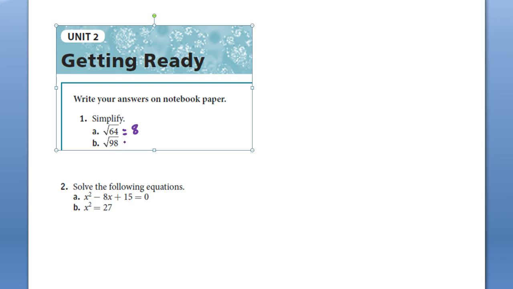Now the square root of 98. 98 is not a perfect square, but it can be factored. So we're going to rewrite the square root of 98 as the square root of 49 times 2. The square root of 49 is 7, and then I'll leave the 2 inside of the square root. So 7 square root of 2 is equivalent to the square root of 98.